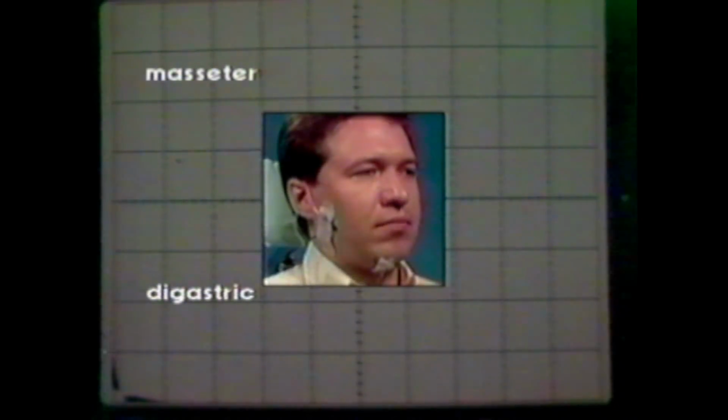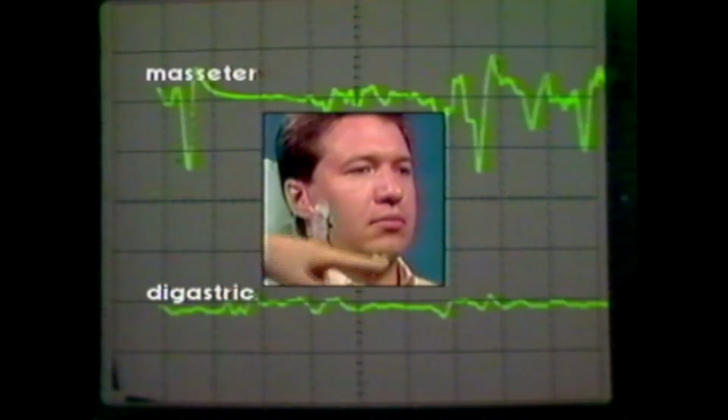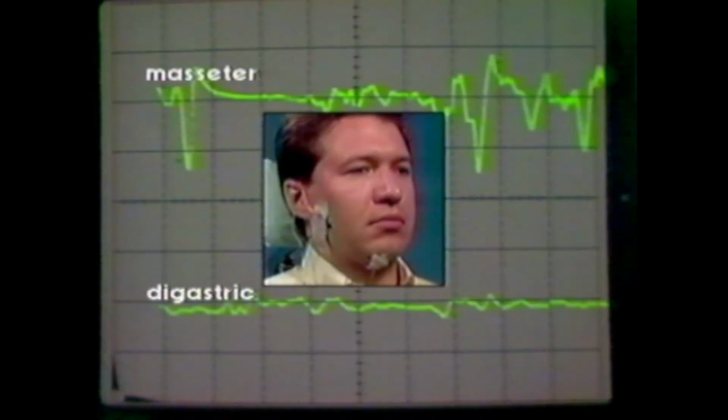The subject is instructed to unilaterally place a cotton roll between the posterior teeth, opposite the recording electrodes, and bite firmly. The oscilloscope is triggered, and synchronous electrical activity is seen in the masseter muscle. Minimal electrical activity is noted in the digastric muscle.